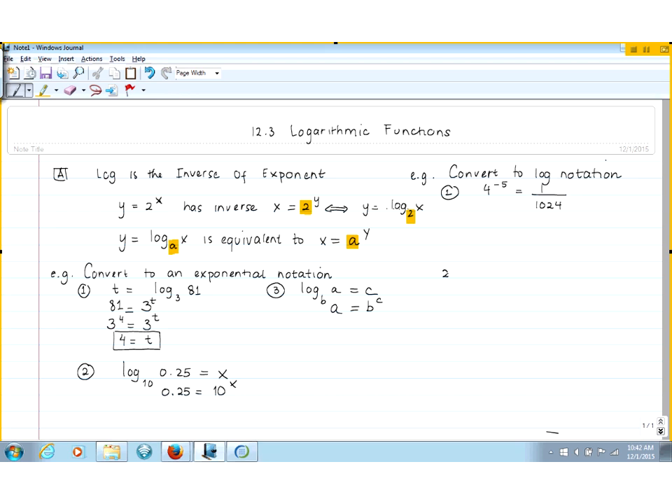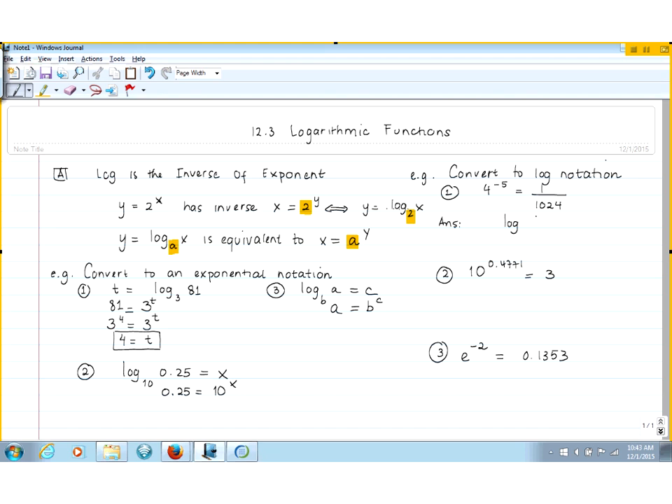Number 2: 10 raised to the 0.4771 is equal to 3. Number 3: e to the negative 2 is equal to 0.1353. So how do I write these into logs? That's easy, right?